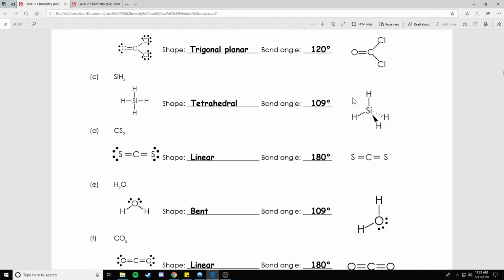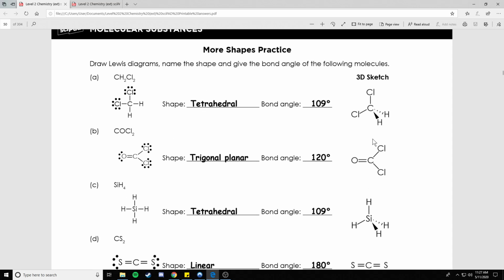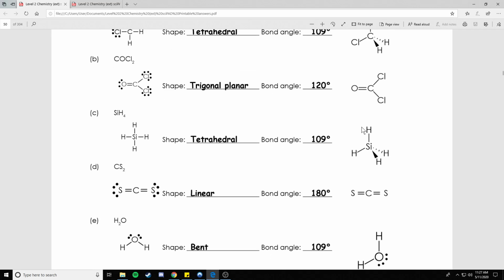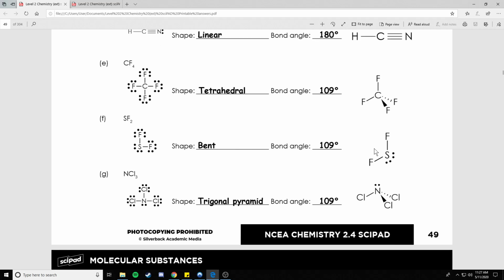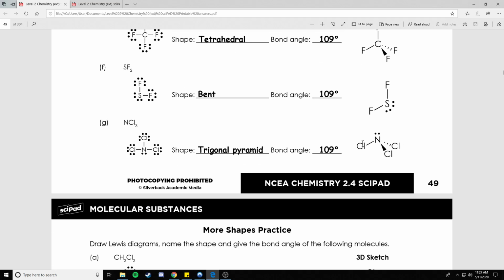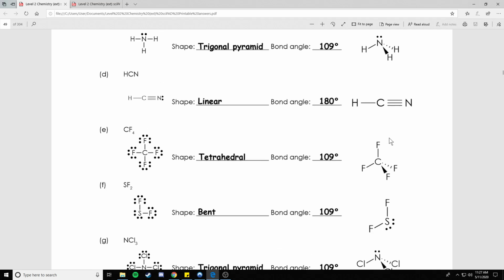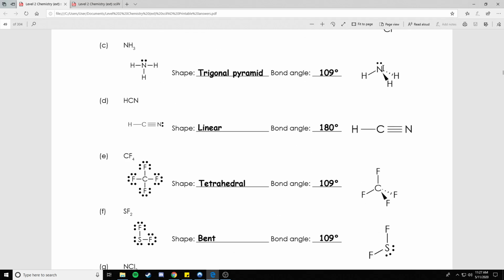So tetrahedral, we draw like this. Trigonal planar, we can just draw flat, since it is just 2D, since it's a flat molecule. And trigonal pyramids we can draw like this without lone electrons on the top. See how lone electrons are on the top there?